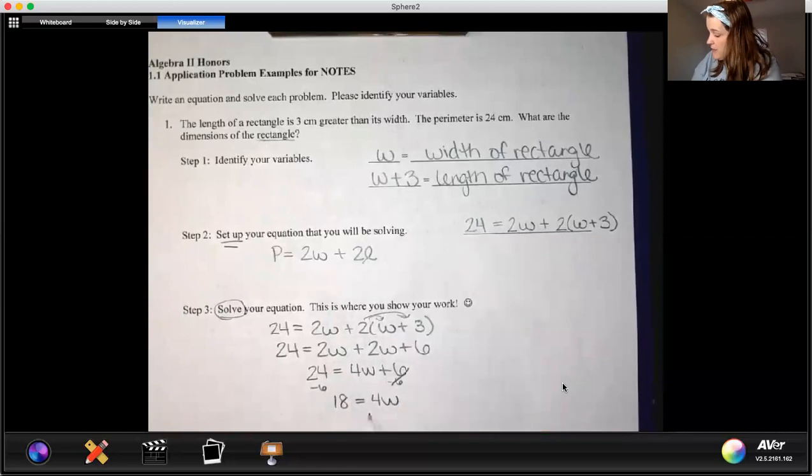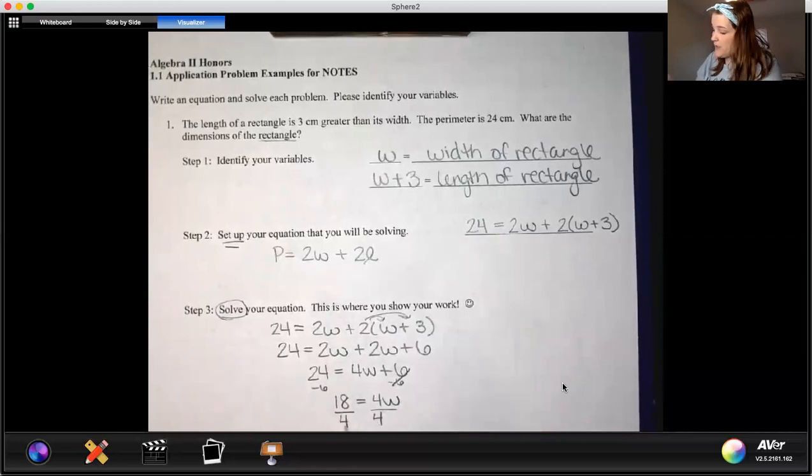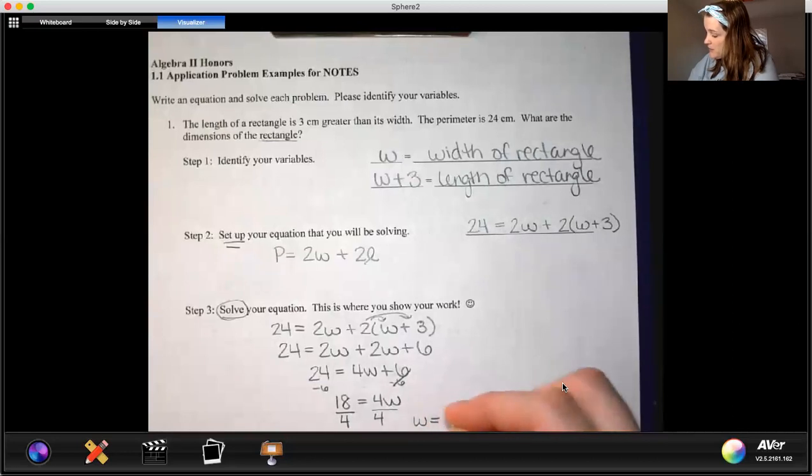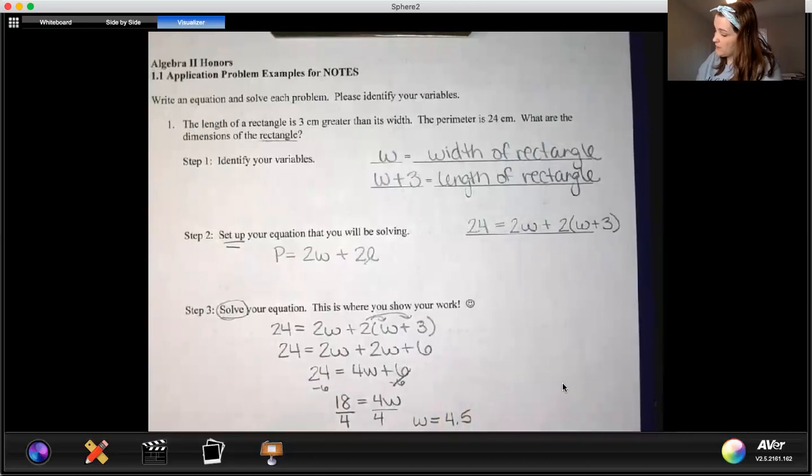And then I'm going to divide by 4. Okay, now we talked last week about how we always want to have improper fractions, but we also want to make sure that it makes sense for the problem, okay? So in this sense, for application problems, decimals are more acceptable, okay? So 18/4 simplifies thus that W is 4.5. So we solved for our variable.